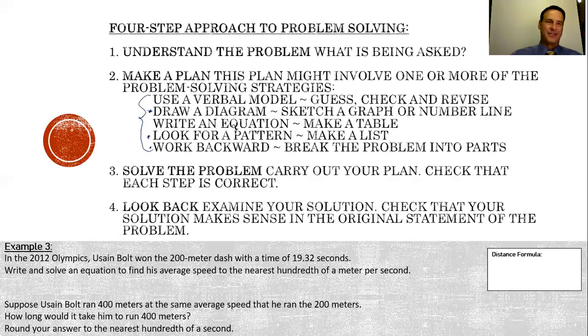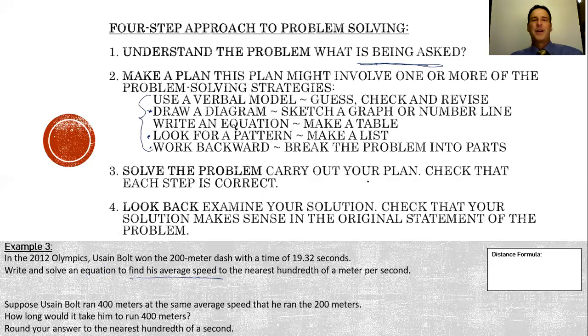First question says, in the 2012 Olympics, Usain Bolt won the 200-meter dash with a time of 19.32 seconds. Write and solve an equation to find the average speed to the nearest 100th of a meter per second. So what do they want to know? They want to know the average speed. And again, we have to address that part because they want to know what they're being asked. It's always the last thing that's in here. Find the average speed.